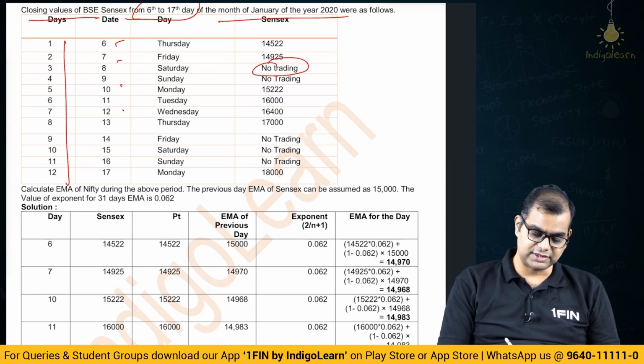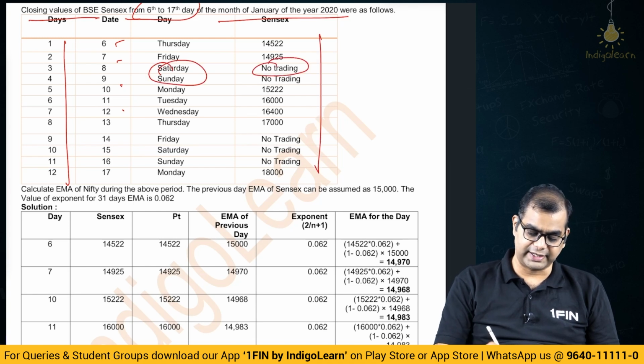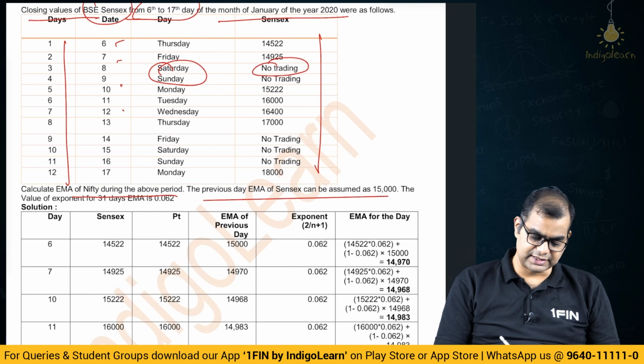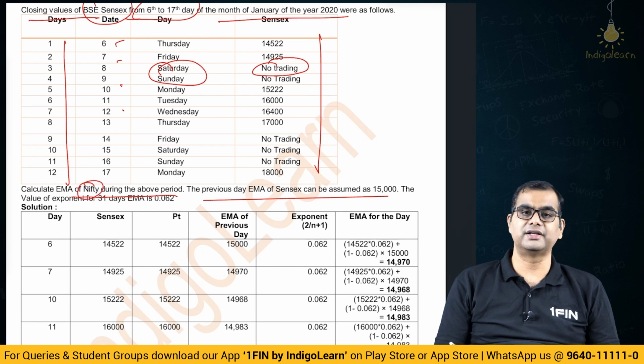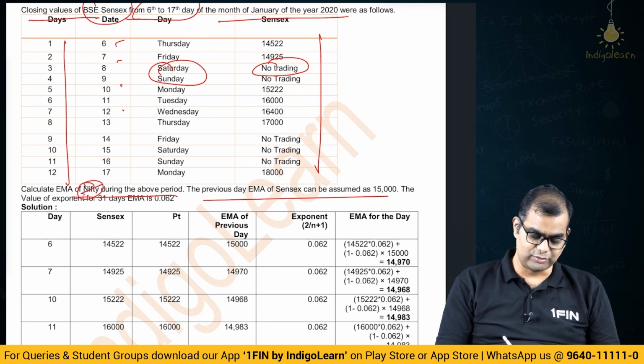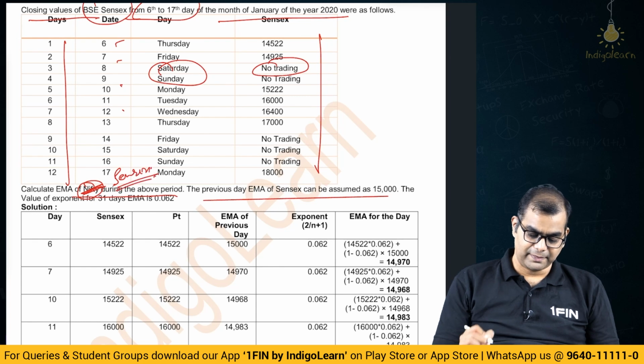See, no trading on Saturday, Sunday. Like that they have given data. Calculate the EMA of new Nifty during the above period. The previous day EMA of Sensex can be assumed as 15,000. At one place they said Sensex and then they said Nifty. What is this? It has to be Sensex only at both the places. The previous day EMA of Sensex can be assumed as 15,000. The value of exponent for 31 days is 0.062.